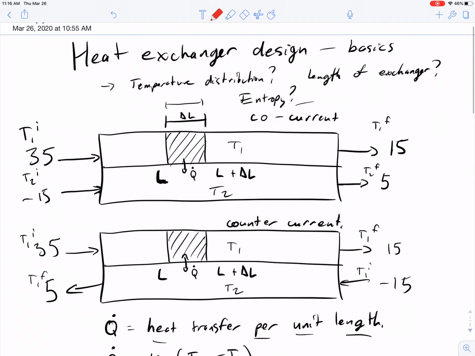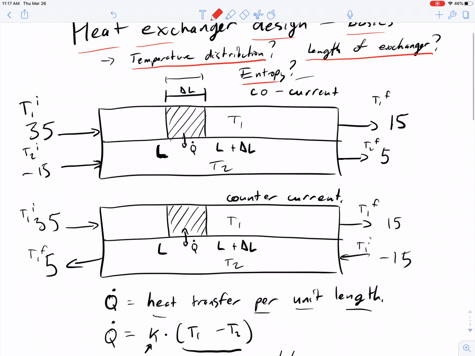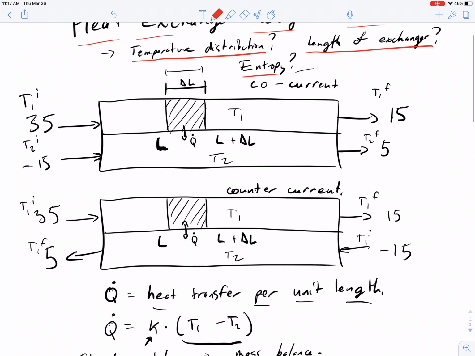Hello everyone. Now we're going to apply a combination of mass, energy, and entropy balance equations for a problem looking at heat exchanger design, and it's very basic. So the goal of the problem is to determine the temperature distribution, the length of exchanger needed, and the entropy generation. And we have two options. This is a problem that's based off of a problem in Stanley Sandler's book that looks at heat exchangers.